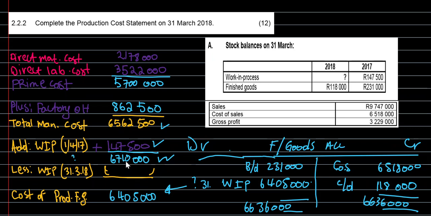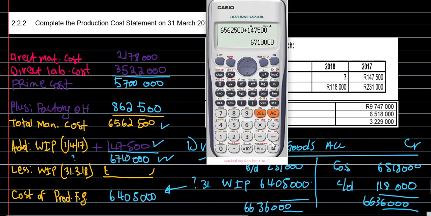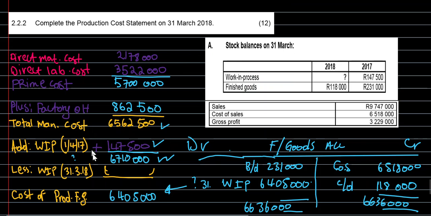Then we're going to take this money and exclude that one. Then we're going to get the closing stock there. So when you take these monies and minus each other, 6710 minus 6405, it's 305,000. That's the value of the closing stock. That's what we're looking for. Then you are done with this question paper.